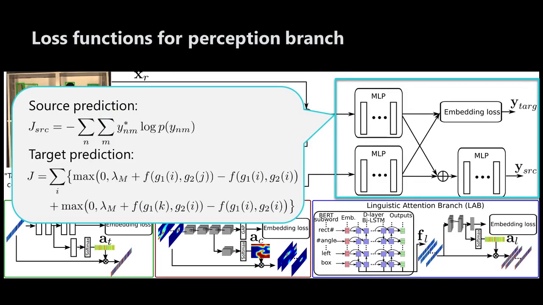The enhanced linguistic and visual features are then encoded by multi-layer perceptrons. From these multi-layer perceptrons, the likelihood of the target and the likelihood of the source are predicted. The source likelihood is predicted by minimizing a cross-entropy loss function. The target likelihood is predicted by minimizing a triplet hinge loss function.